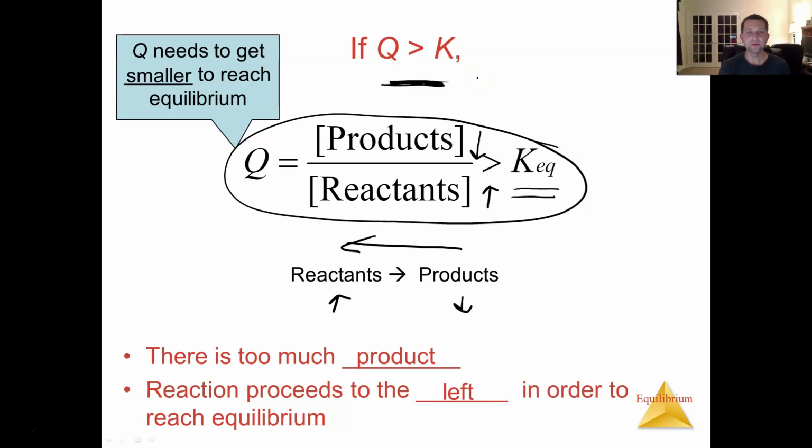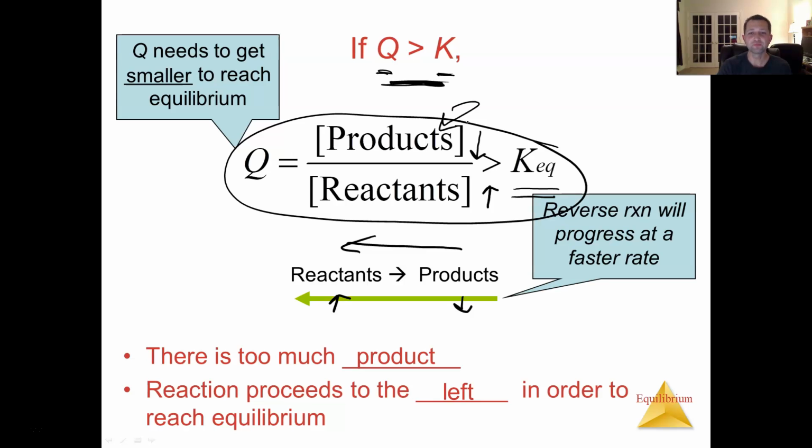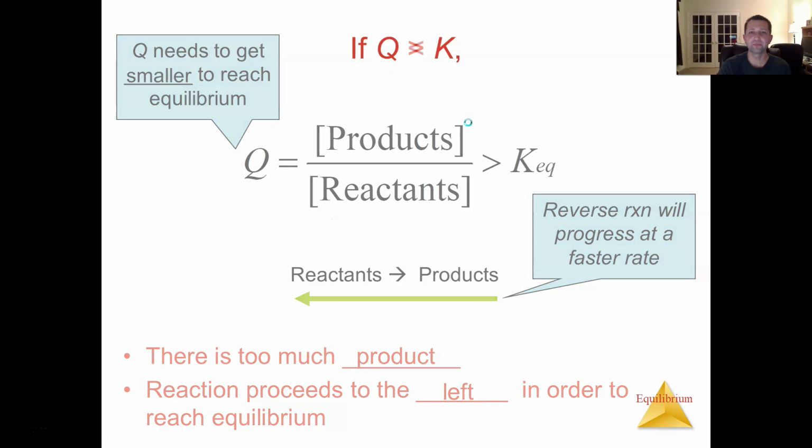But honestly, if you just think about it a little bit and you know how to do the math, you could say, my current ratio is too big. How do I make my ratio smaller? It all goes back to knowing the foundational knowledge that your equilibrium expression and your Q expression are products over reactants. What can I do mathematically to change that? So the reverse reaction will proceed at a faster rate to reach equilibrium.